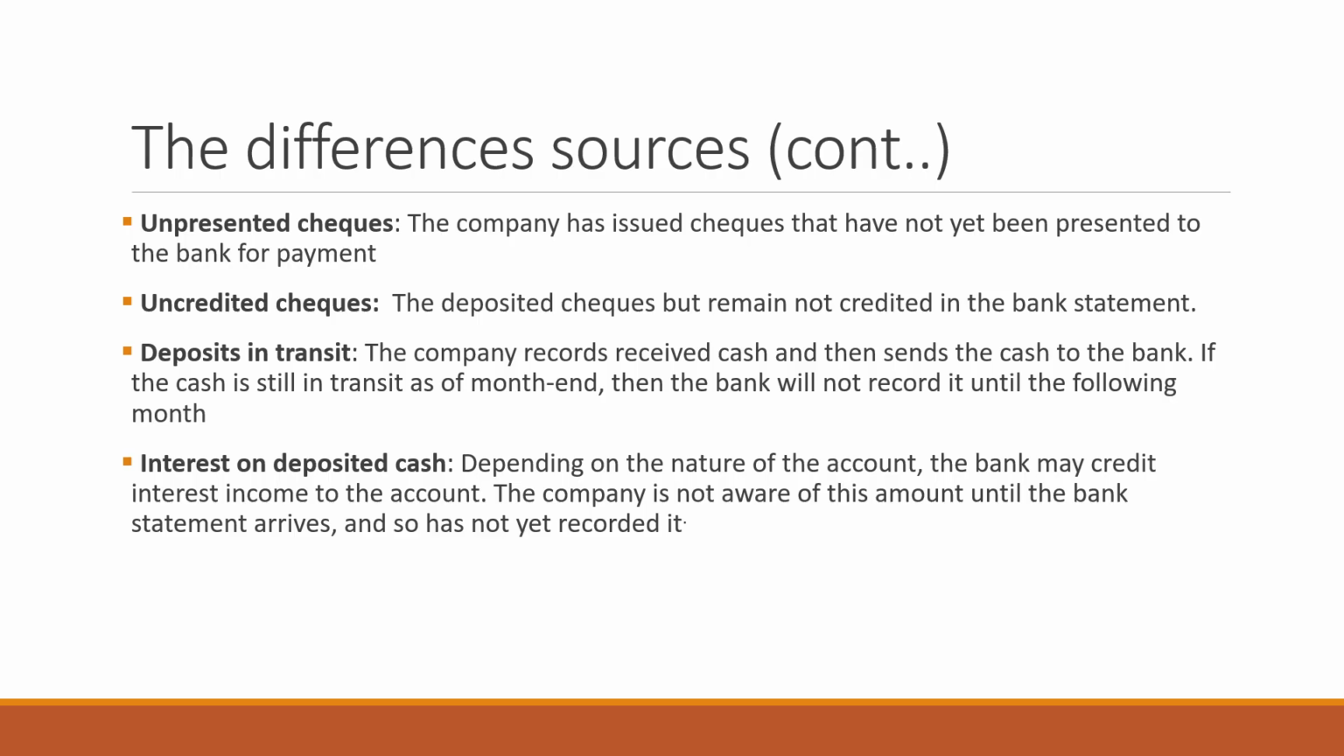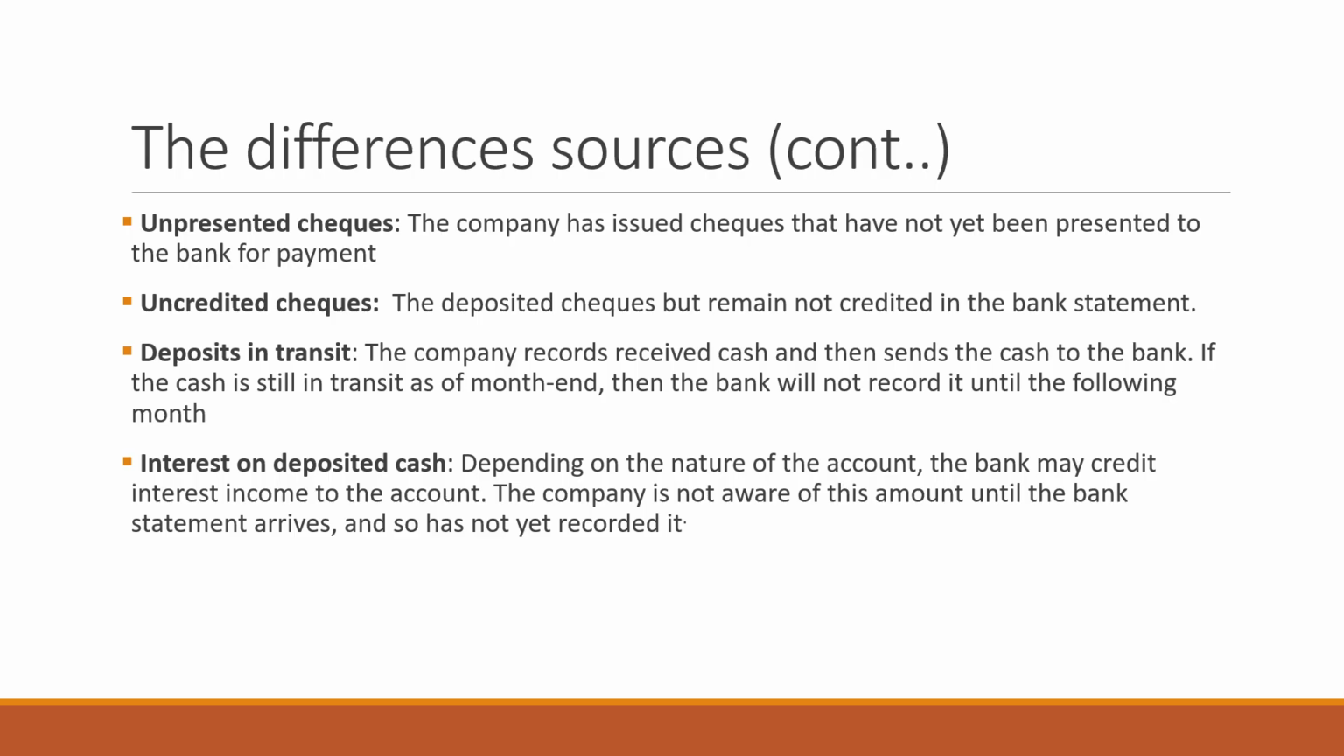Again, we have uncredited checks. These are deposited checks that remain not credited in the bank statement. The deposited checks may take 2 days, 3 days to be reflected in your bank statement. Deposit in transit: the company records receive cash and then sends it to the bank. The cash is still in transit at month end, and the bank will not record it until the following month.